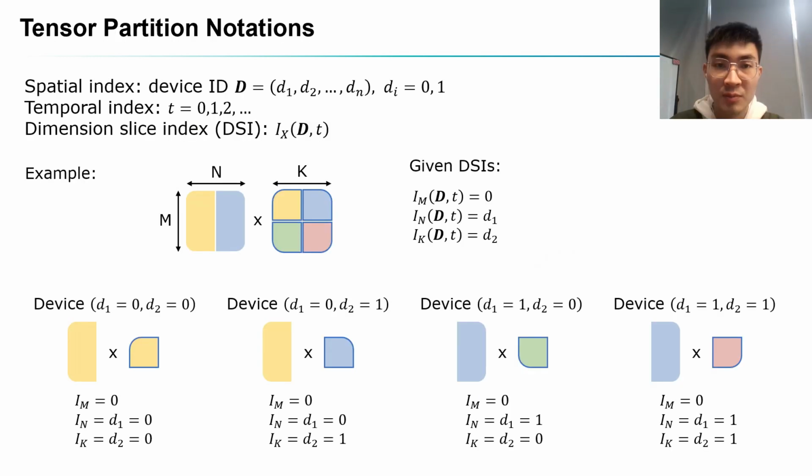Here we introduce some notations. The spatial index D is a binary vector denoting different devices. The temporal index T denotes the relative mapping time of suboperators partitioned from one operator. Thus, each suboperator is indexed by dt, indicating the suboperator runs on device D at time t. Each dimension of an operator has a dimension slice index, DSI, which is a function of d and t, indicating which slice of the dimension that suboperator dt holds.